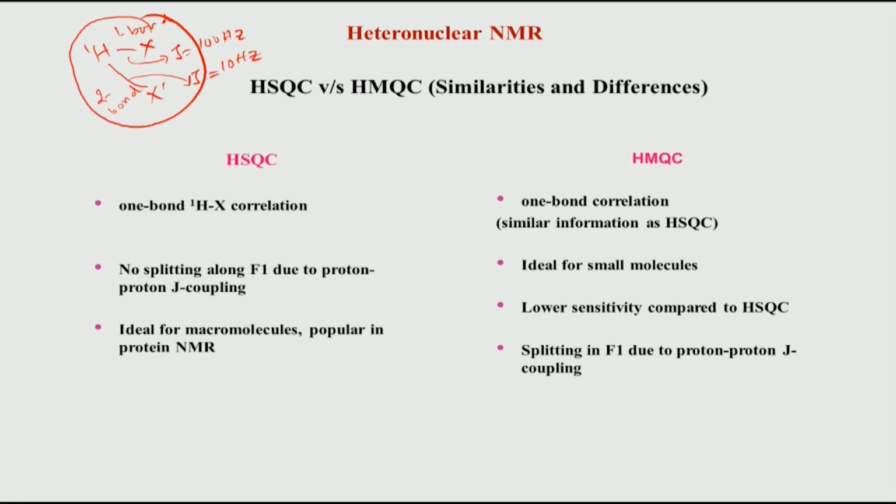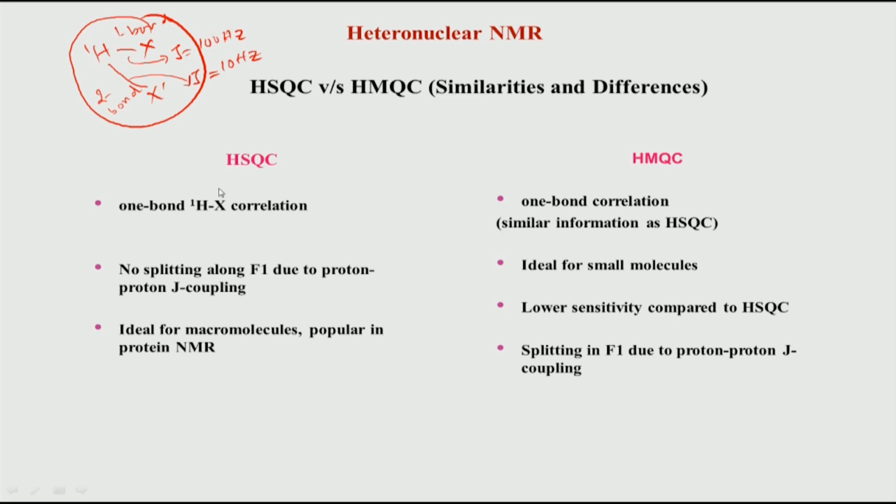So, when we say biomolecules, we are talking about peptides, bigger peptides, and proteins, and their rotational correlation time is very high. Therefore, the T2 relaxation is very short. Whenever T2 is very short in NMR, the signal to noise will be very poor for that molecule. So, whichever experiment has better sensitivity is always preferred.